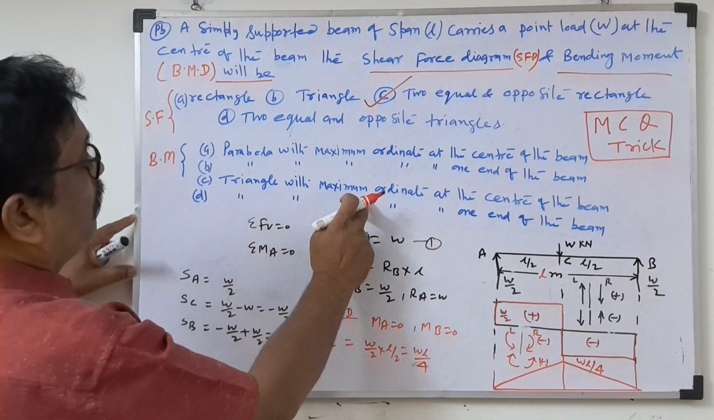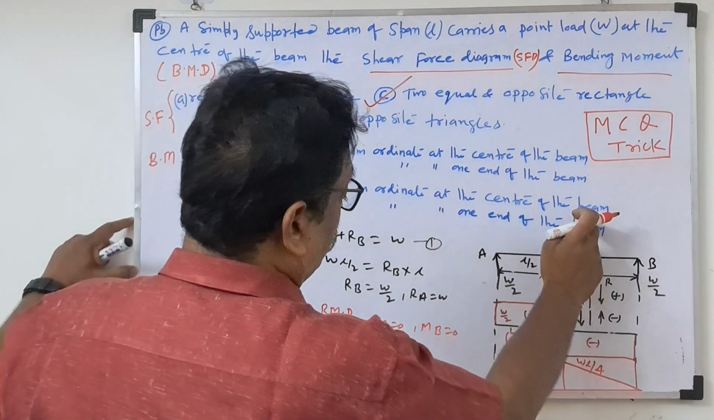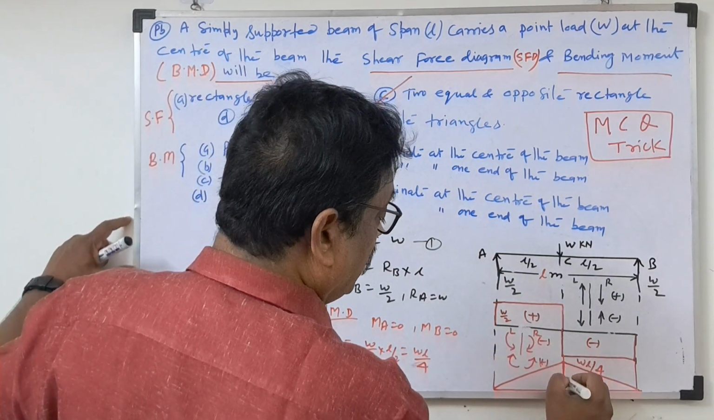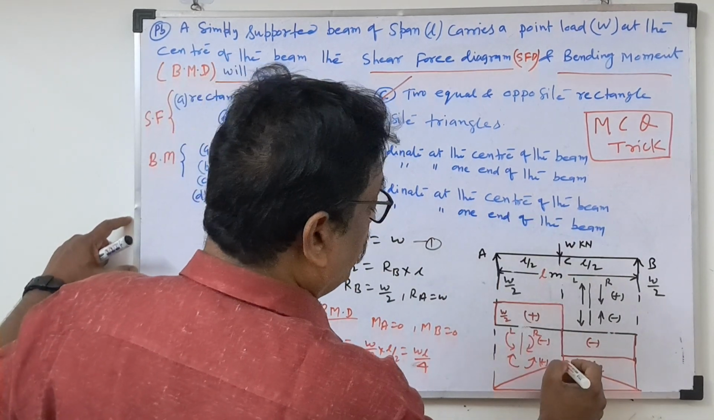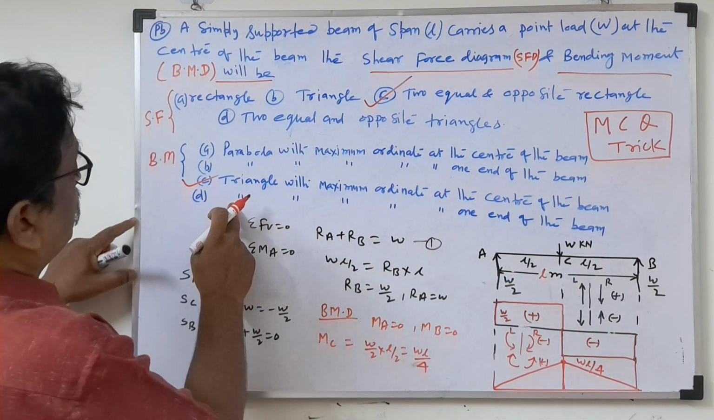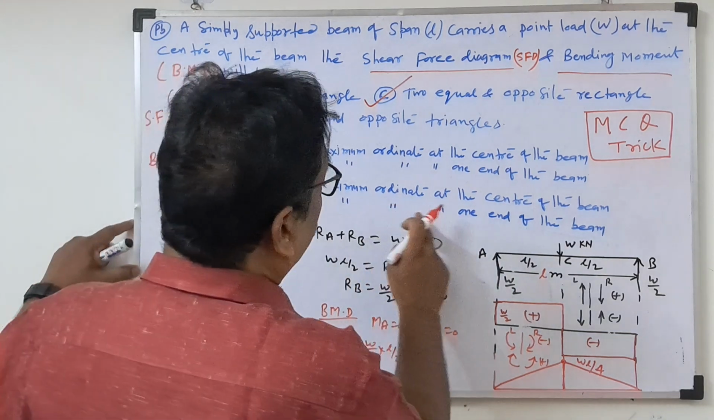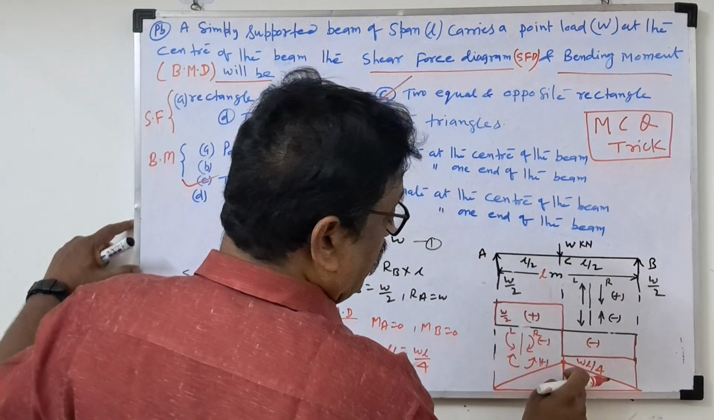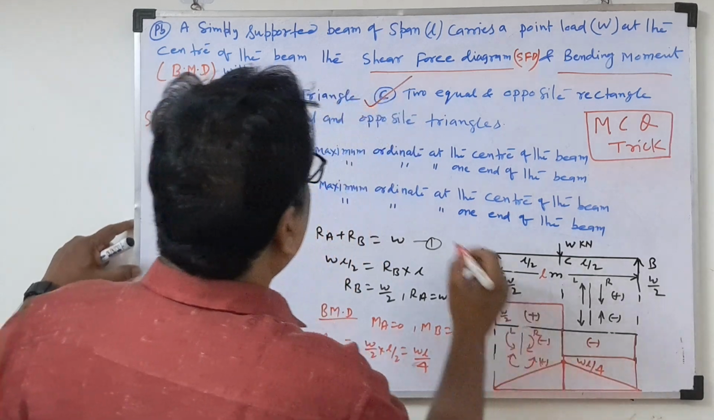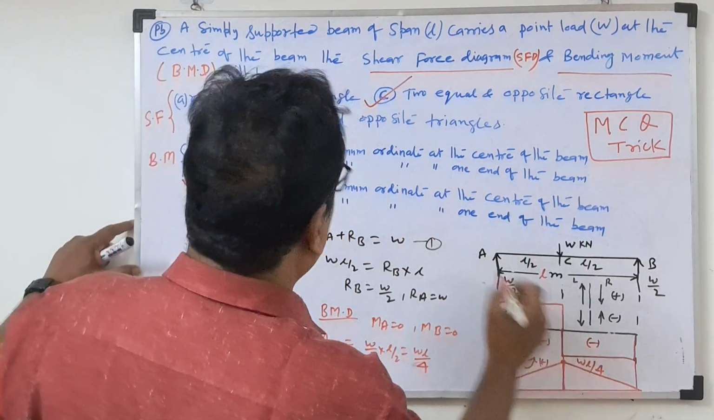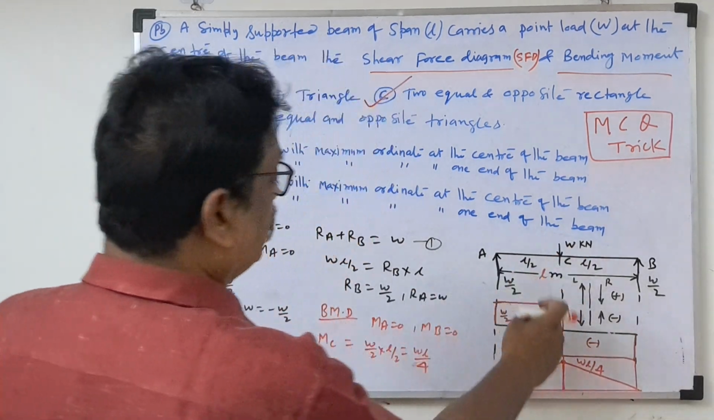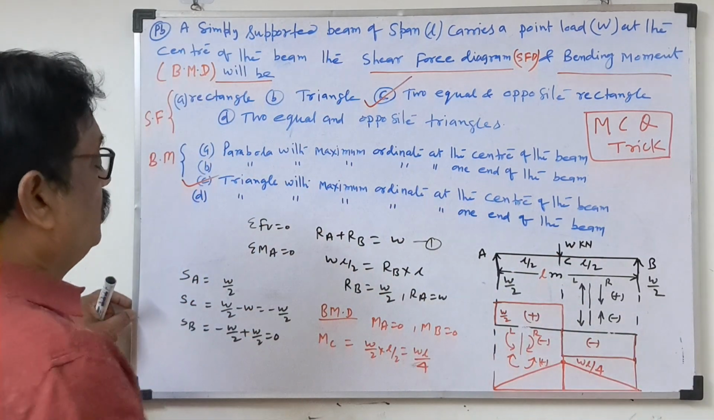Now, triangle with the maximum ordinate at the center of the beam. Ordinate means vertical height. What is the maximum ordinate here? The center of the beam has the maximum ordinate. So this will be the correct answer. The last option: triangle with the maximum ordinate at one end of the beam. But the maximum ordinate is not at one end of the beam. The maximum ordinate is at the center of the beam. So if you draw a small diagram, you can answer questions like these.